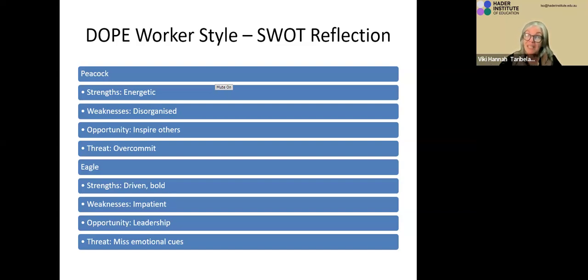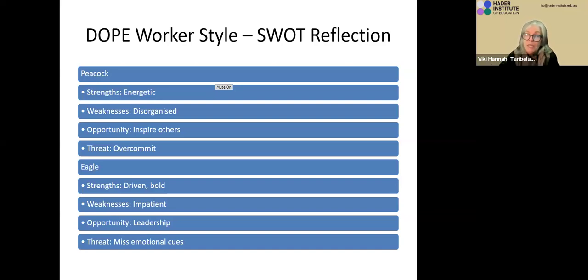Weaknesses, they can be a bit disorganized. So their desk, their clients, immaculate, file notes, amazing, but their desk might look like a party's going on, with all the things on it. Opportunity, they inspire others, and that's where connection sits as well. And the threat is that they may overcommit, always saying, look, I'll do that for you, because that is who they are. They've got energy, but they've got to look after themselves as well. And overcommit can mean overextend for the worker.